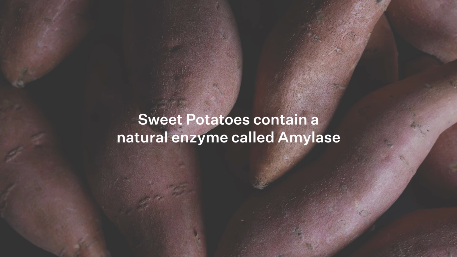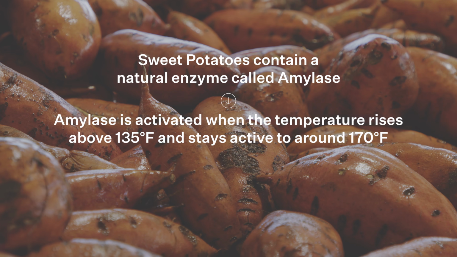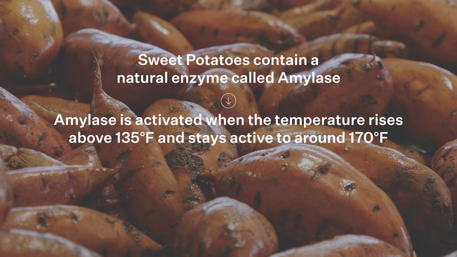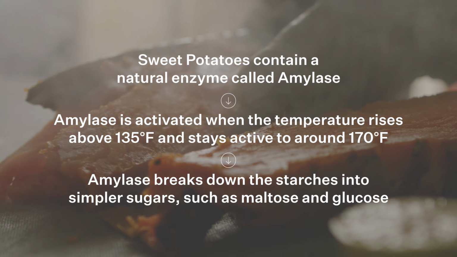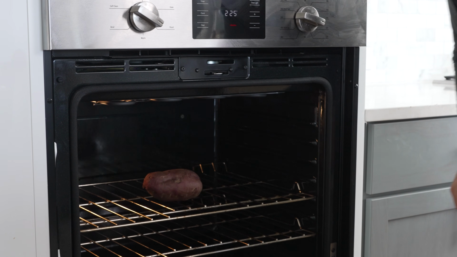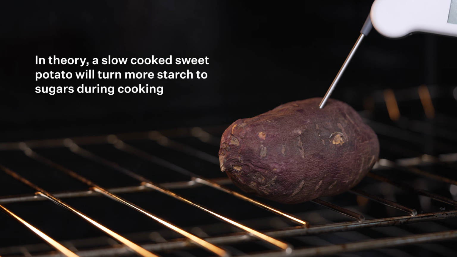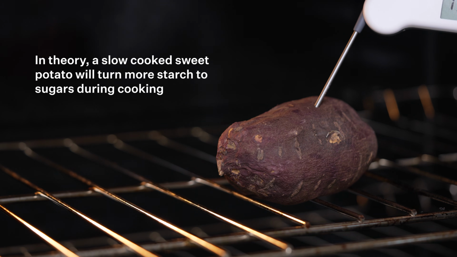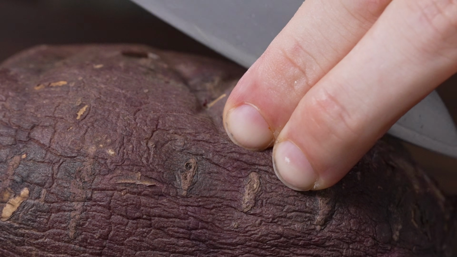However, it makes even more sense when you realize that sweet potatoes get even sweeter when you cook them. Sweet potatoes contain a natural enzyme called amylase that is activated when the temperature rises above 135 degrees Fahrenheit and stays active to around 170 degrees Fahrenheit. This enzyme breaks down the starches into simpler sugars like maltose and glucose. So, if you slow cook a sweet potato at like 200 degrees in the oven, in theory, the enzymes will have more time to convert the starches into sugars and increase its sweetness compared to a sweet potato that was cooked at a hotter temperature for less time.